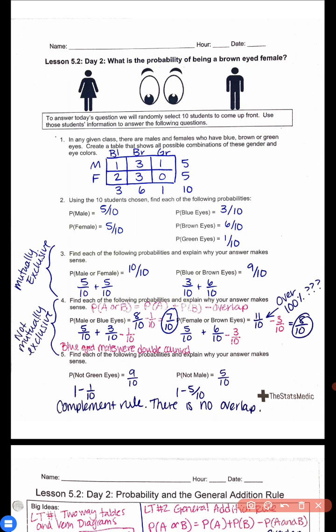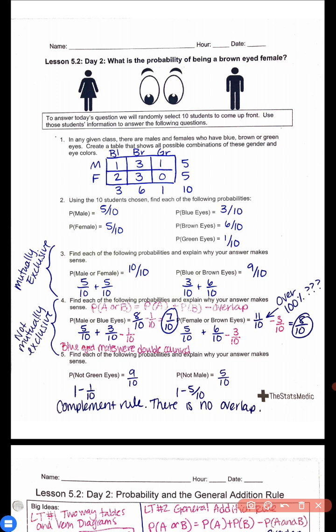Question number 3 gets just a little more complicated. It asks us to find the probability that someone is a male or a female. Well, what does the word or mean? The word or means add. Now, here's what I want you to think about. The reason we are able to just add these together, and it's that simple, is because male or female are considered mutually exclusive. There is no one in this table who is listed as being male and female at the same time.